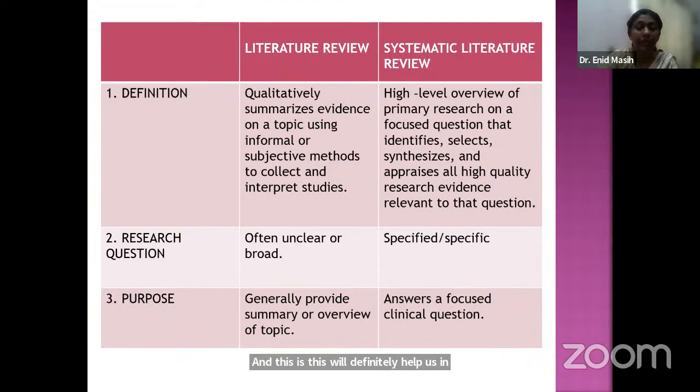Then the next point: a traditional review generally provides a summary or overview of the topic, while a systematic review answers a focused clinical question. I just addressed that it provides an overview or summary of the topic, but a systematic literature review is more clinical: it simply answers the question which you selected at the very beginning, and then you will be able to answer that question.